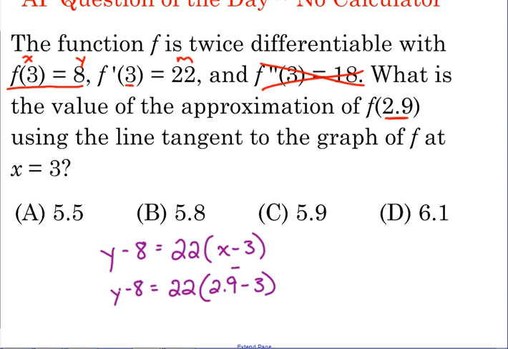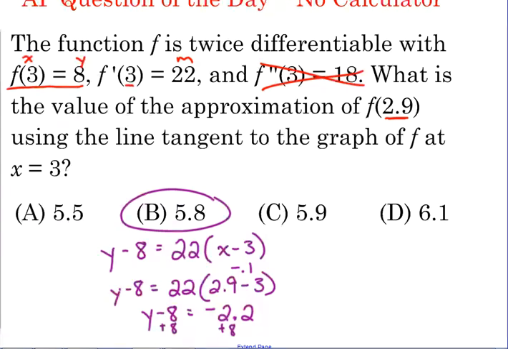2.9 minus 3 is negative 0.1. So when we multiply 22 by negative 0.1, that's going to give us negative 2.2. So then when we add 8 to both sides, really we're subtracting 2.2 from 8. So when we subtract 2, we get 6. Take 0.2 away from that, we get 5.8 for the approximation.